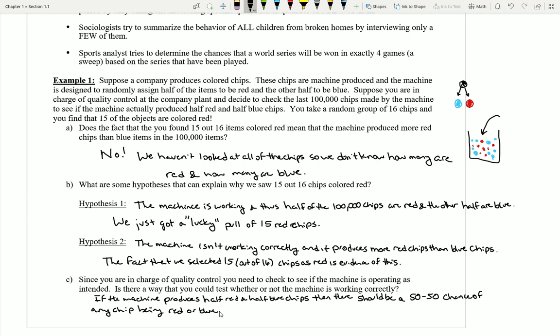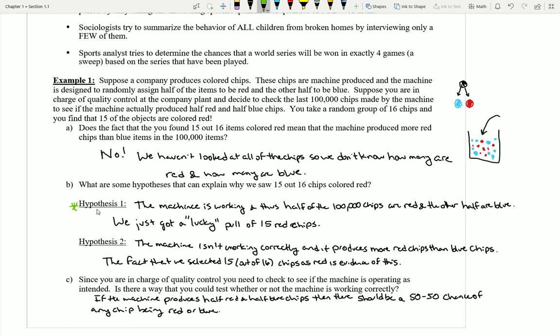So our question would be, if the machine's working correctly, how weird is it to get 15 chips that are red? How hard is it to get this lucky? Is luck a good explanation? What we're actually going to be doing here is putting to the test hypothesis 1. I often kind of imagine it as like, I'm going to try hypothesis 1 on, like I'd try on an article of clothing. And if it fits well, then I'll keep it. But if it doesn't fit well, then I'm going to ditch it and I'm going to go for another thing that fits better, which would be hypothesis 2.